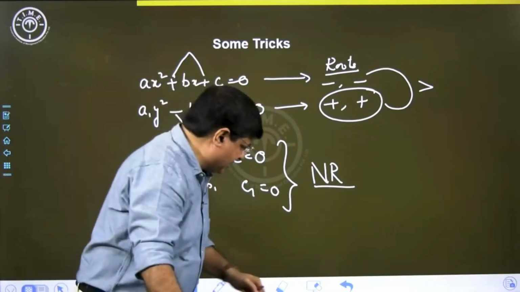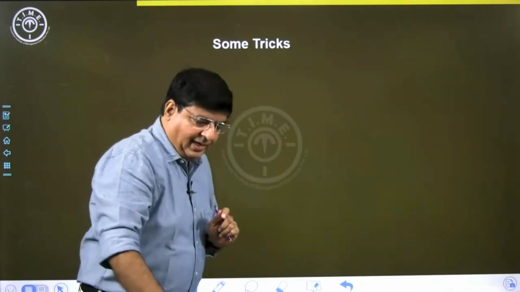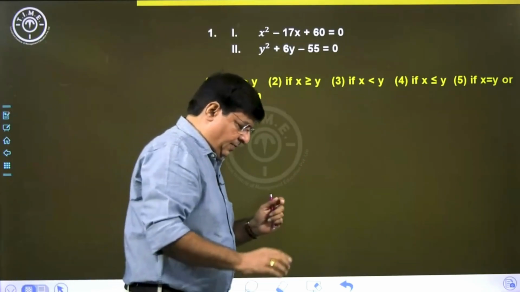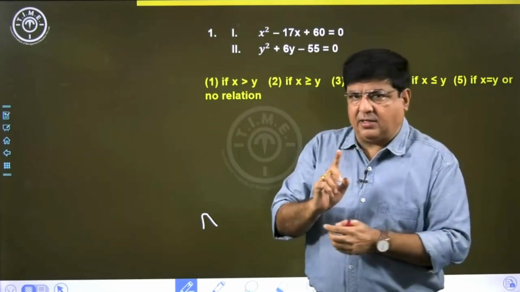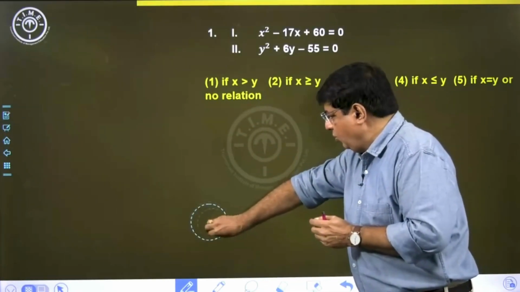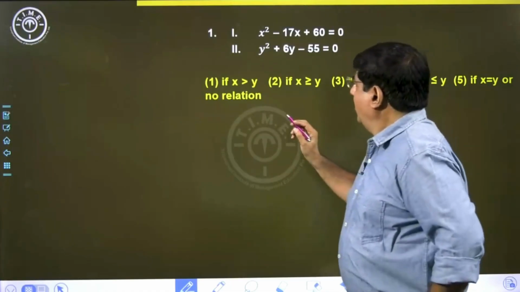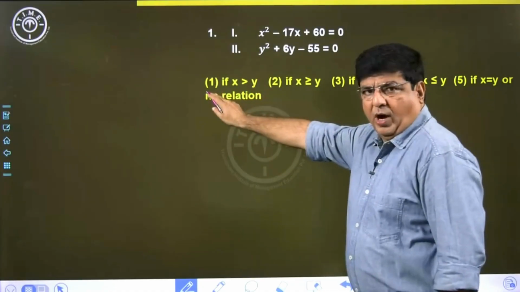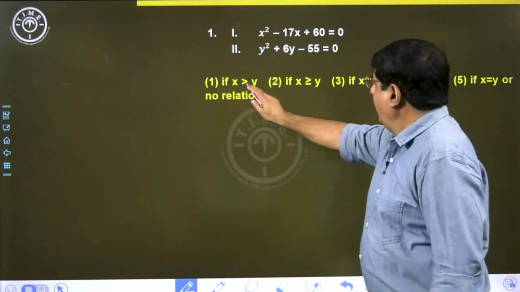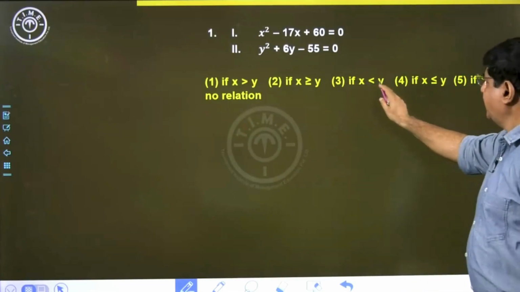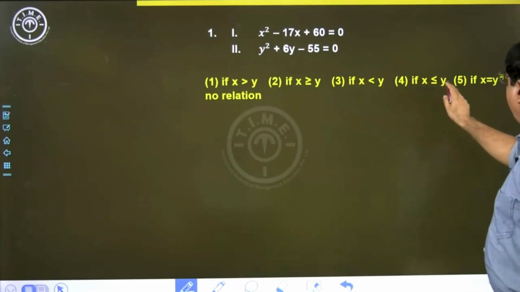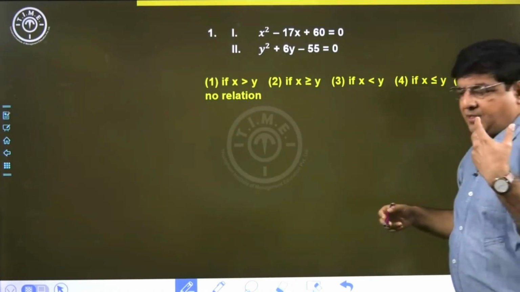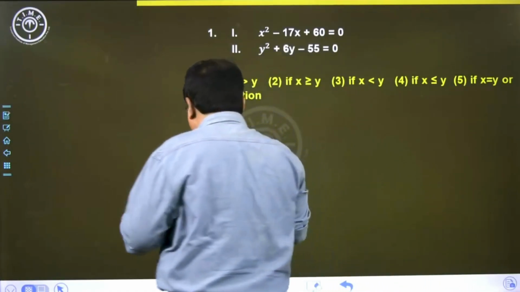Alright. Now let us discuss some questions. This is the first question. As I told you, we will solve this problem without finding the factors. What are the directions given here? X greater than y, option 1. X greater than or equal to y, option 2. X less than y, option 3. X less than or equal to y, option 4. Equal to y or no relation, option 5. So let us start looking at this.